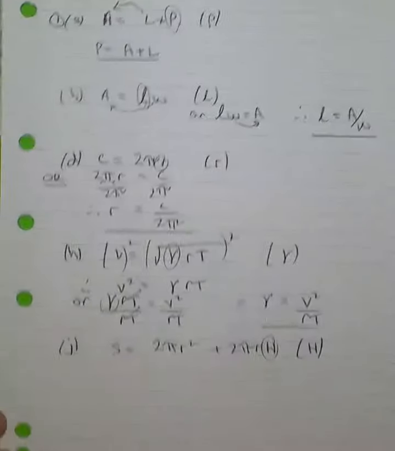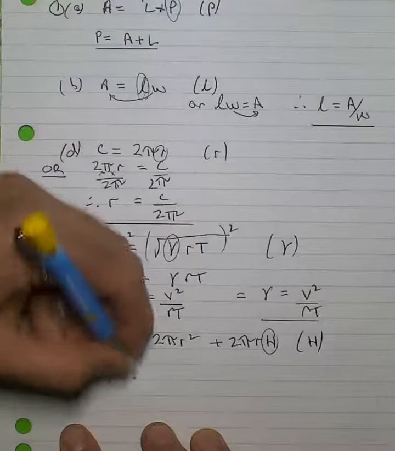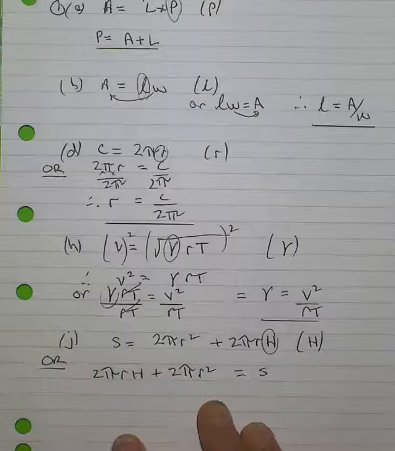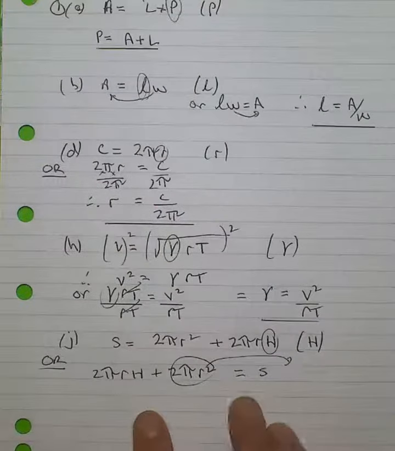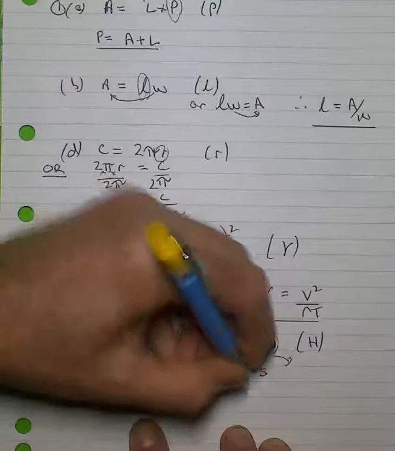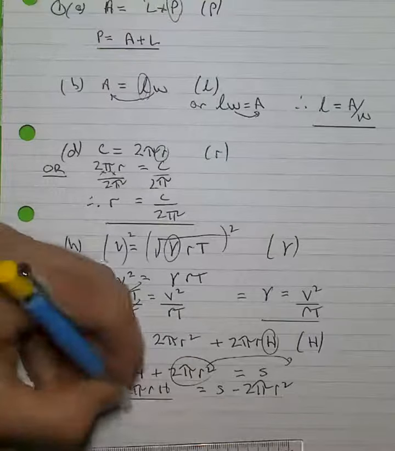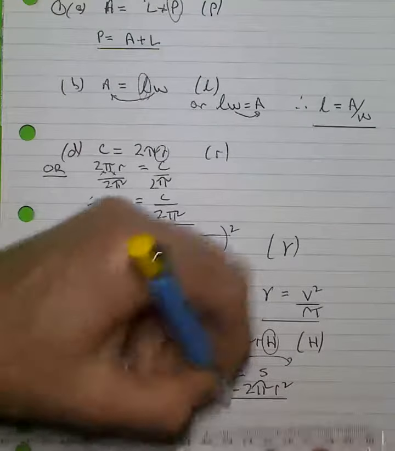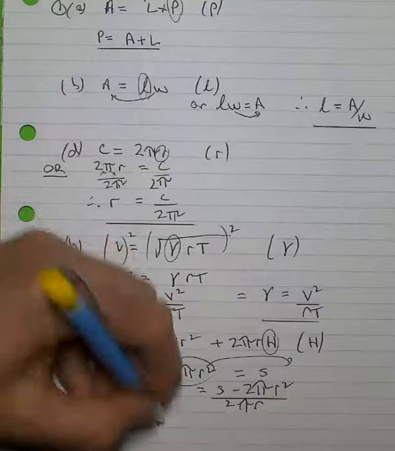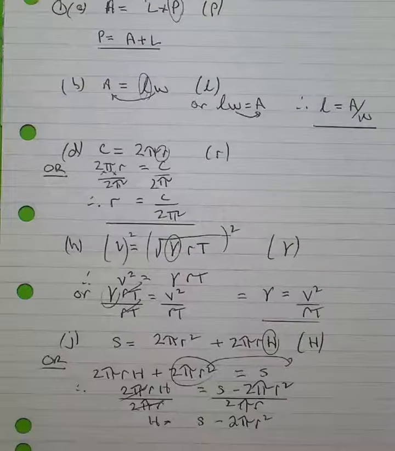Moving to J now, I'm just going to rewrite that so it reads from left to right. I'll transpose removing that 2 pi r squared from the left-hand side. And then I'll divide both sides by 2 pi r. So on the left-hand side, I've got H is equal to S minus 2 pi r squared over 2 pi r.